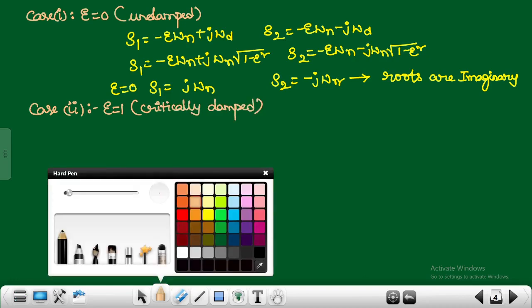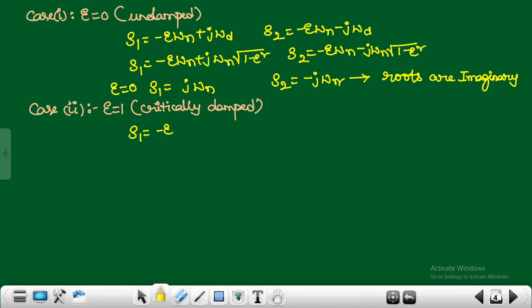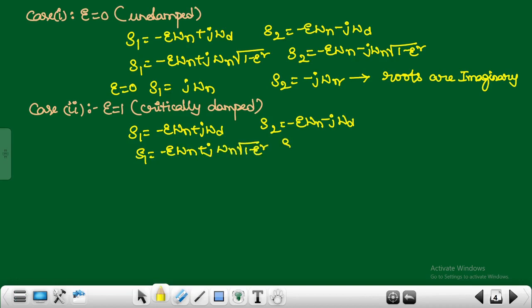Whenever it is a critically damped case, what will happen? So you can see, let us consider S1 is equal to minus zeta omega n plus j omega d, S2 is equal to minus zeta omega n minus j omega d. In this case, if you substitute zeta equals 1, S1 is equal to minus zeta omega n plus j into omega n into under root of 1 minus zeta square. S2 is equal to minus zeta omega n minus j into omega n into under root of 1 minus zeta square.